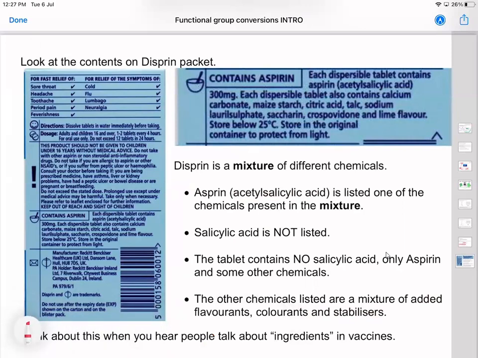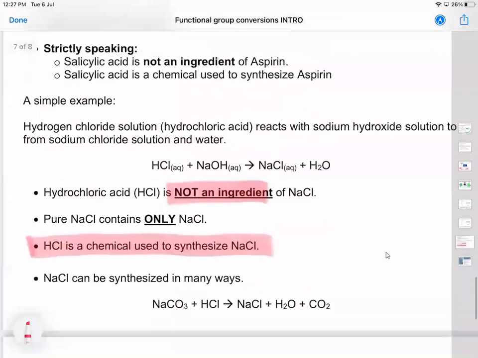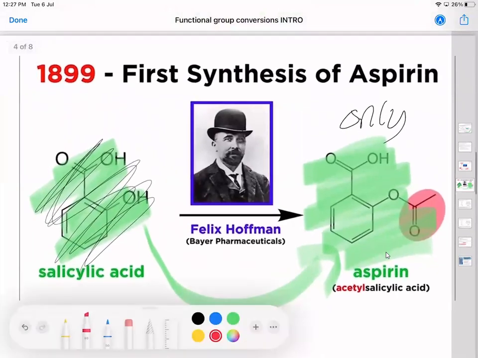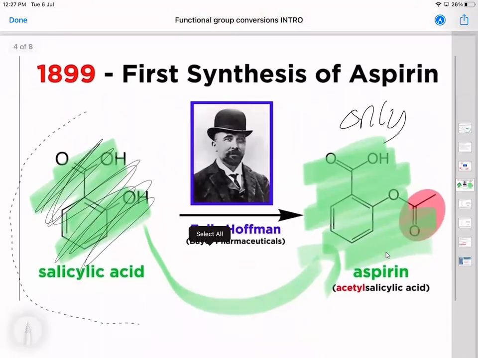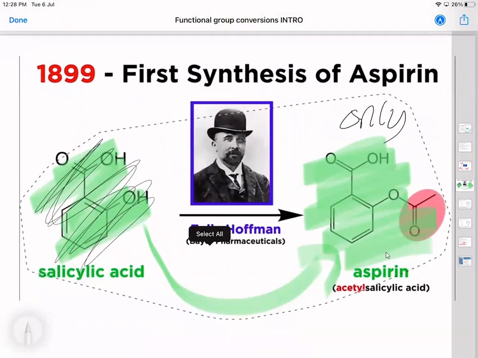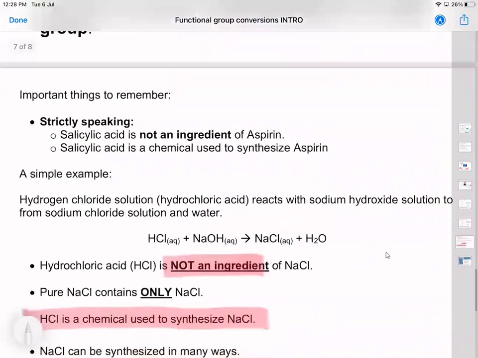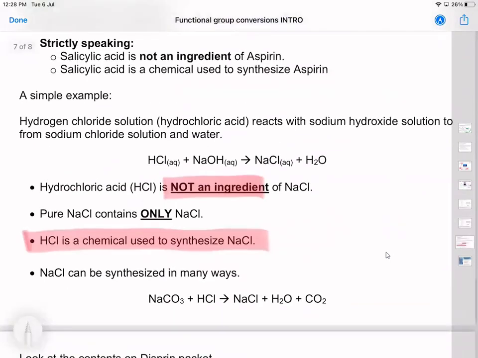The salicylic acid. Correct. The thing that I used to make the aspirin. Yeah. We're saying that the hydrochloric acid is not an ingredient, but are we also saying that the sodium hydroxide is an ingredient? Exactly. I didn't specify, but yes, you're absolutely correct. So neither of them are ingredients, because both of them get used up in the process. Whatever we use up in the process to make something new is not an ingredient. What we call them are reagents, chemicals that are used to synthesize something else.